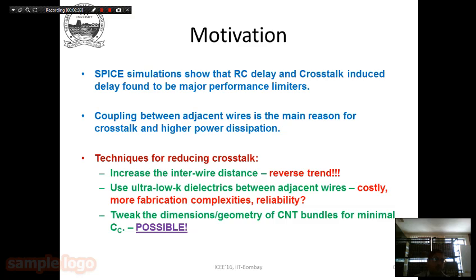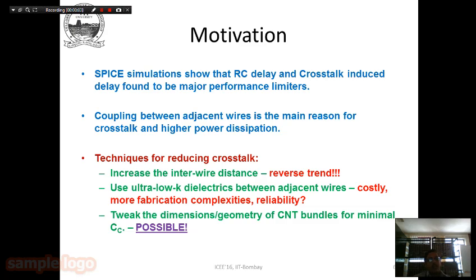For the crosstalk induced delay, there are various techniques that are used to reduce the crosstalk between adjacent wires in an IC. One is to increase the interwire distance, which is a reverse trend against the scaling down approach. It is not a viable option. Another is to use ultra low K dielectric between adjacent wires. It is very costly, more fabrication complexities arise, and the reliability is a question.